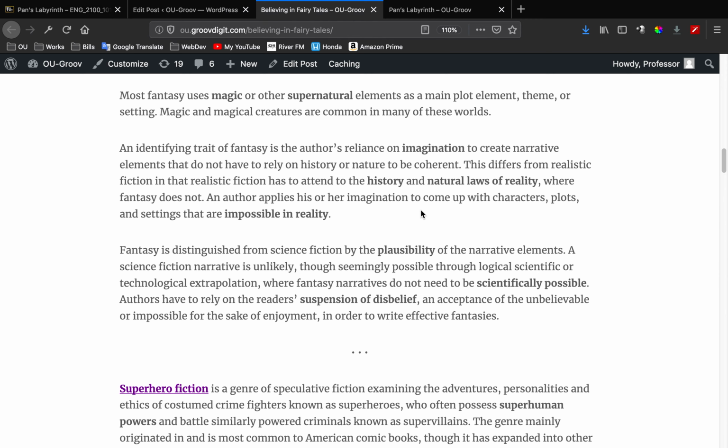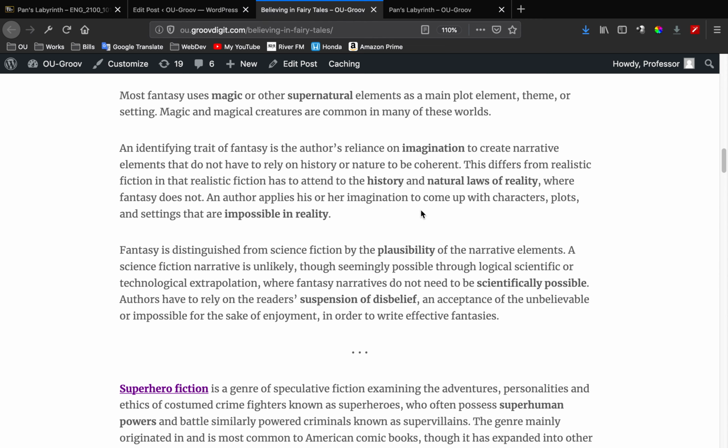An identifying trait of fantasy is the author's reliance on imagination to create narrative elements that do not have to rely on history or nature to be coherent. This differs from realistic fiction, in that realistic fiction has to attend to the history and natural laws of reality, where fantasy does not. An author applies his or her imagination to come up with characters, plots, and settings that are impossible in reality. Fantasy is distinguished from science fiction by the plausibility of the narrative elements.